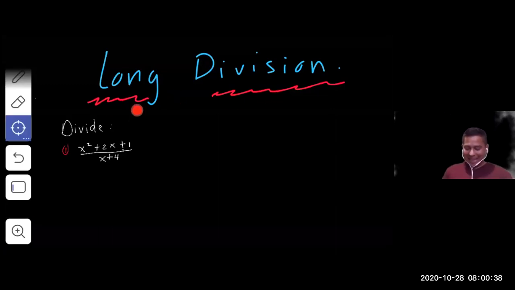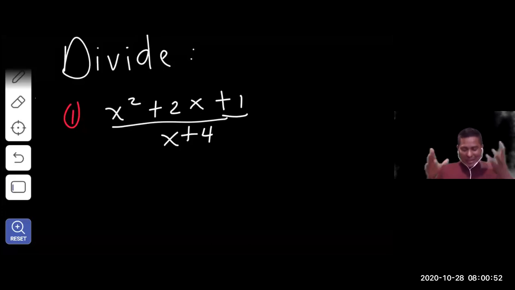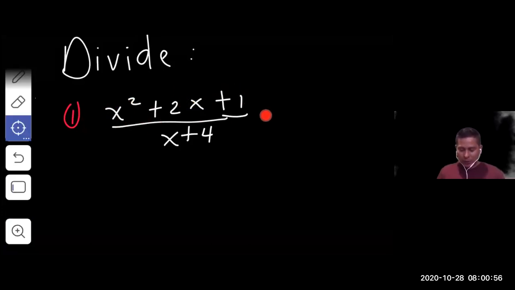You remember, guys, how to divide polynomials using the long division? If you don't remember, do not worry, I'm gonna explain to you how to do it. Let's say that we have x squared plus 2x plus 1 divided by x plus 4. How can I divide this? Using the long division. We also have the synthetic division too, right? But we're gonna use the long division.